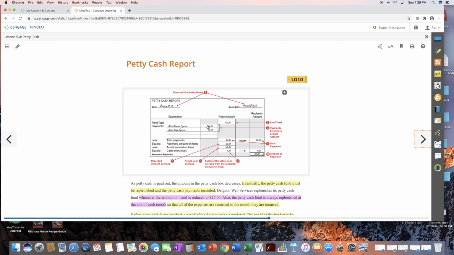So the list of expenses is here. Transfer that amount over. We subtract from our original total fund number to get the recorded amount on hand. They will give us the actual amount in your directions, and if it's equal, if the difference is 0, then we just will replenish 34. But since it's not equal, and we actually are short a dollar, from 66 to 65, we need to add that dollar to get the amount to replenish.